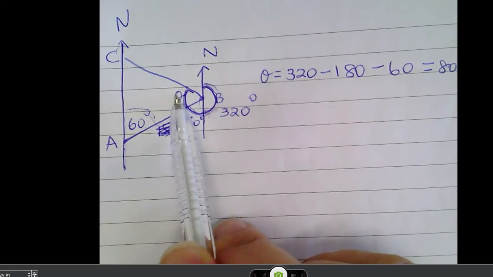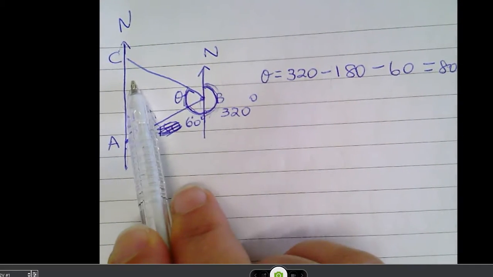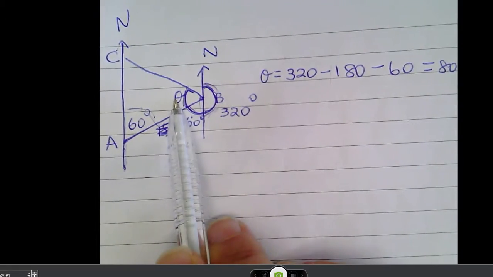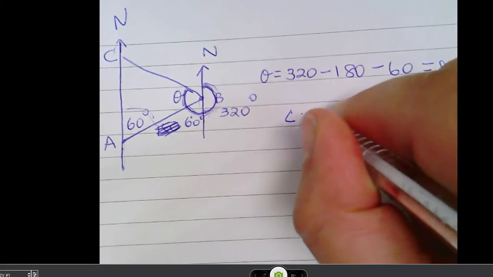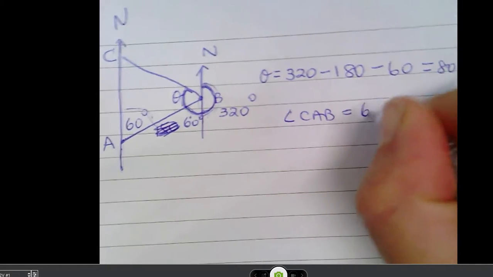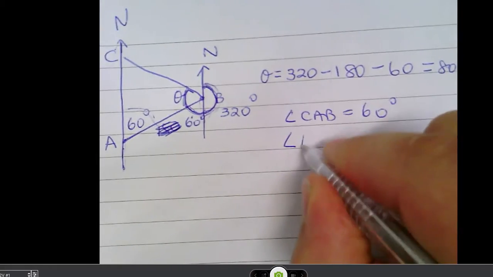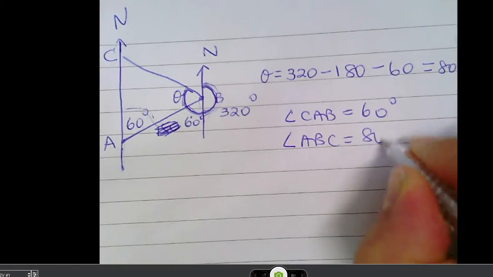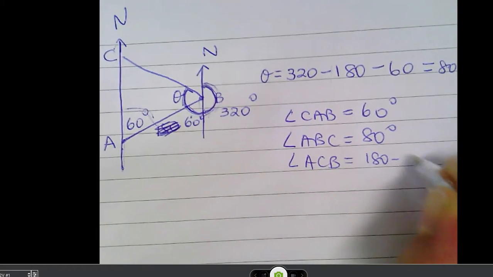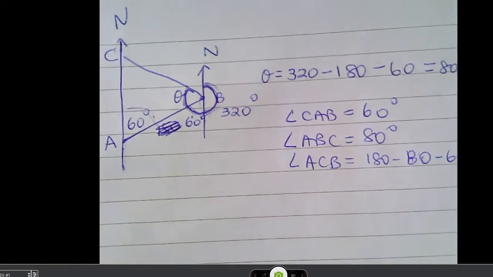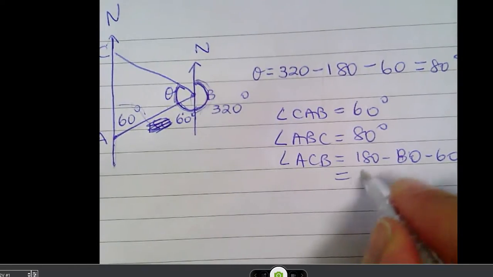okay, girls, so this is 80. Do you know now what this angle here is? If that's 60 and that's 80, what's the remaining angle up here? So therefore, angle CAB was 60. I'm going to write them all out. Angle ABC was 80. And therefore, angle ACB is 180 minus 80 minus 60, which is 40. Okay, so this angle in here is 40.